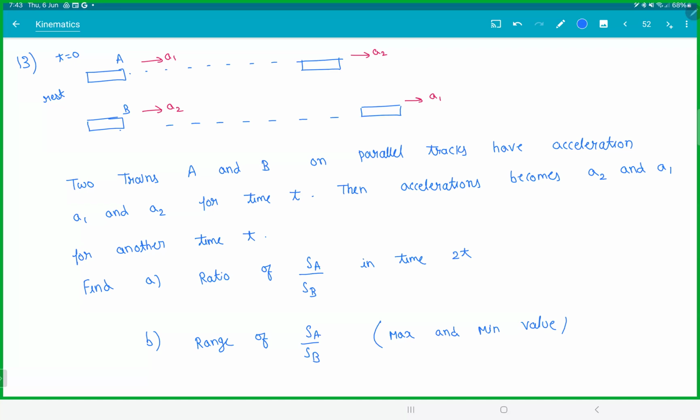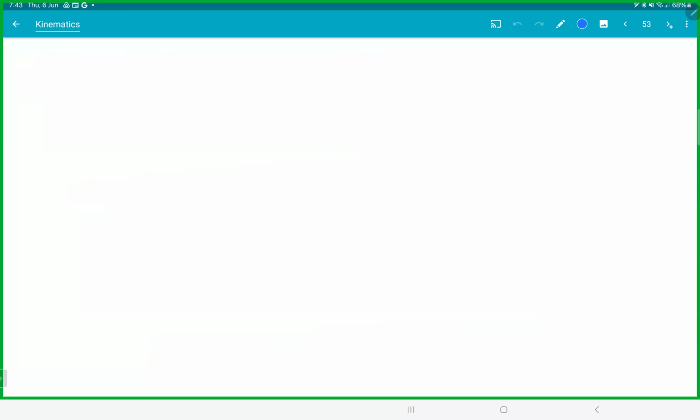Let's see. The most common mistake here is people think the speed is zero in the second part of the motion. Look at the first train, A. Your initial speed is zero and your acceleration is A1. So the train will go somewhere till here. We are using the formula S = ut + half at square. U is zero, so this would be half A1 t square.